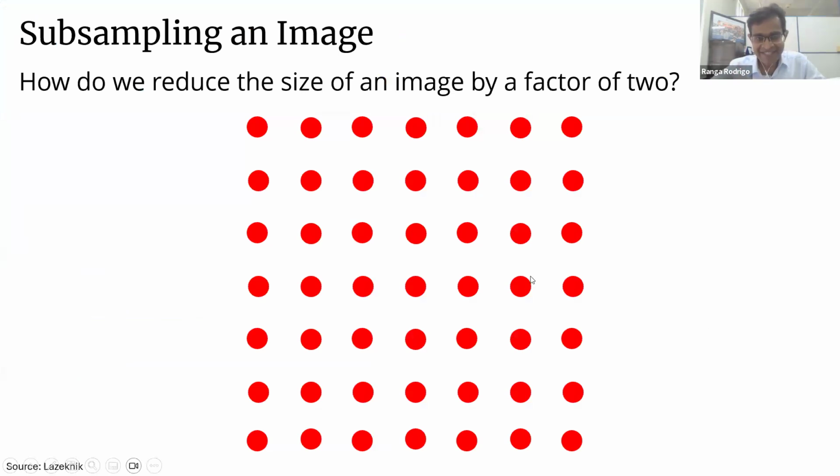So now our question is this. We have an image. I show the locations of these pixels: 1, 2, 3, 4, 5, 6, 7. It's a 7 by 7 image. But how do you reduce the size of this image by half?